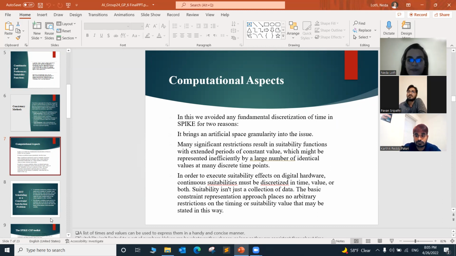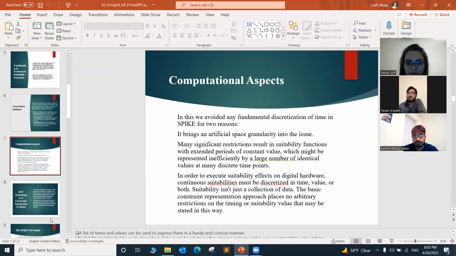Good evening, everyone. Today I'm going to discuss the computational aspects. In this, we are going to avoid the fundamental discretization of time in SPIKE for two reasons. One reason being the artificial granularity introduced into the issue, and the second being that significant restrictions result in suitability functions with extended periods of constant value, which might be represented insufficiently by a large number of identical values at many discrete time points.